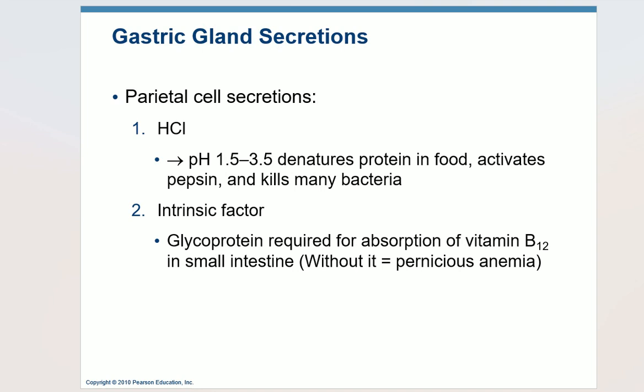It also activates pepsin, and it also kills a lot of bacteria. Pepsin is just a digestive enzyme. We'll talk about it just briefly. Parietal cells also give you what's called intrinsic factor, which is required for you to absorb vitamin B12. So once you get to the small intestine without vitamin B12, you can end up with a condition called pernicious anemia, which is simply a type of anemia caused specifically by a vitamin B12 deficiency.